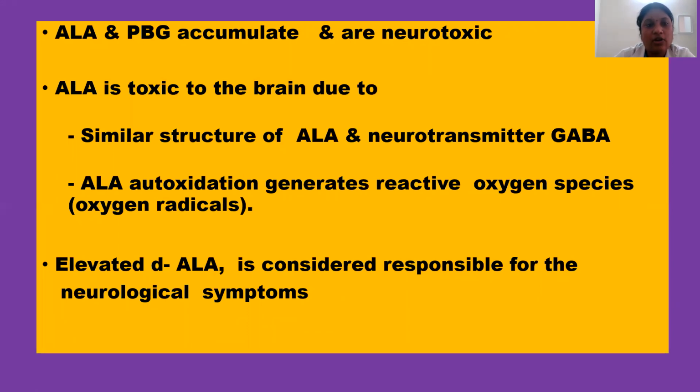What happens because of the inhibition of HMB synthase enzyme is that the precursors ALA and PBG will accumulate, and these are neurotoxic. Why? Because ALA has a similar structure to the neurotransmitter GABA, and ALA autooxidation will generate reactive oxygen species, which will destroy the brain matter. So this is responsible for the neurological symptoms.